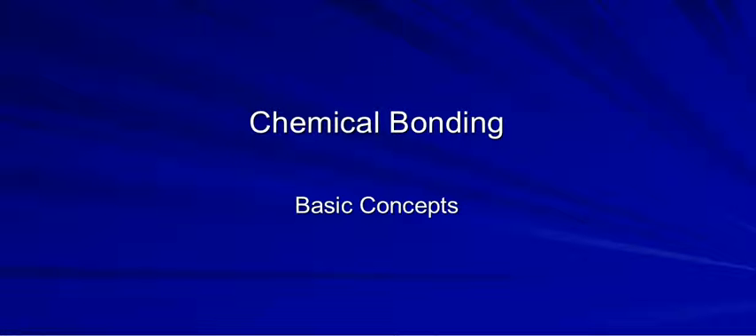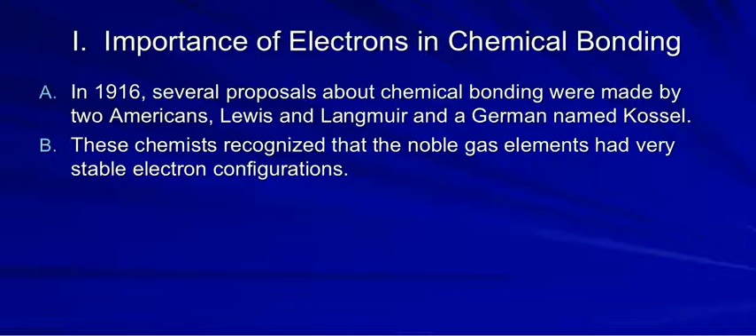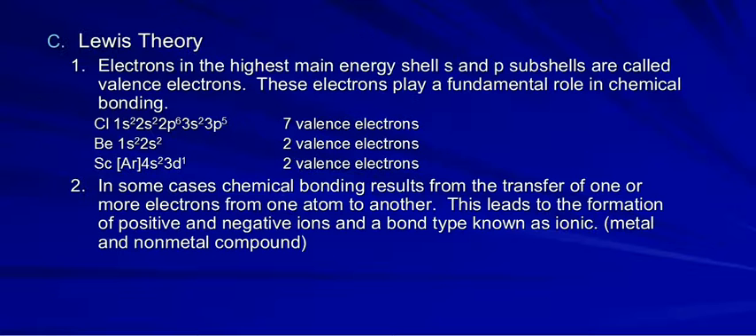Now we're going to look at chemical bonding and the types of bonds that elements form. Since 1916, chemists have recognized that the noble gas elements are very stable. Electrons in the highest main energy shell are called valence electrons. These are outer shell electrons, and they play an important role in chemical bonding.